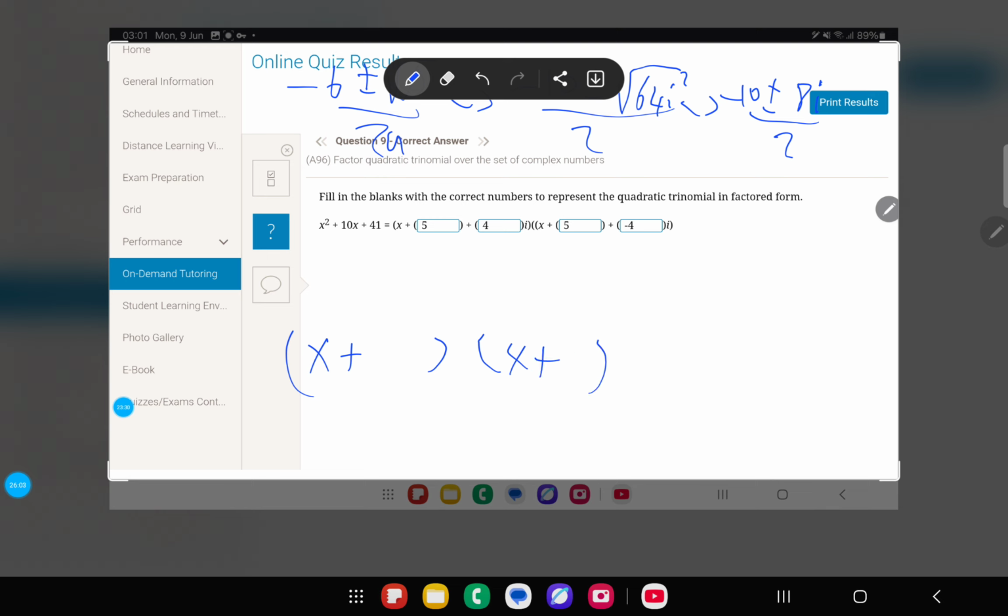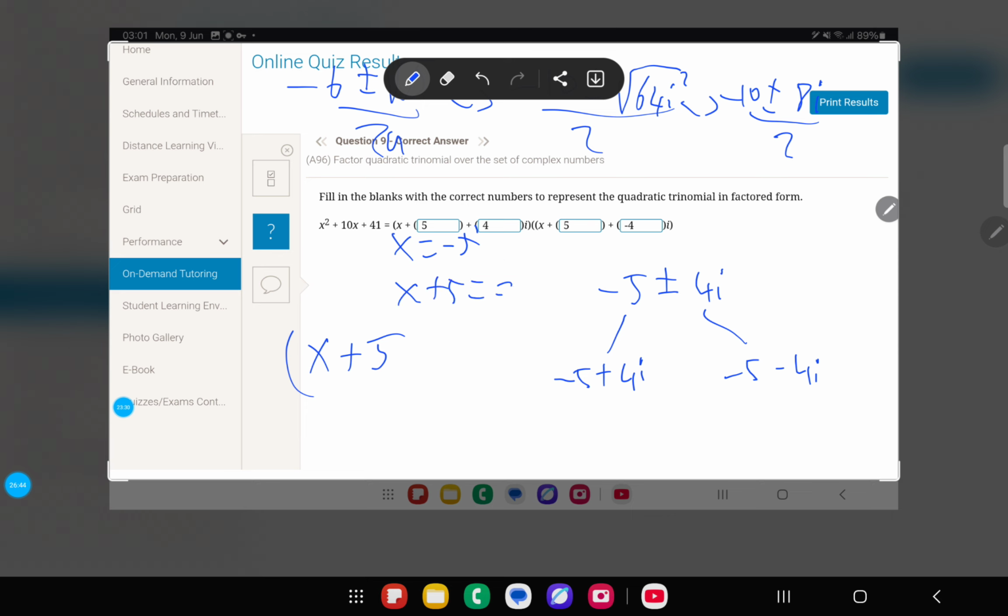Okay? Now you want to make the exact opposite. You got negative 5 plus 4i and negative 5 minus 4i, right? So forget about the complex numbers. Remember negative 5? We just make the opposite when we factor it. When it used to be factored, it used to be positive 5, right? Because x equals negative 5, we want it to reverse. So it becomes x plus 5 equals 0, right?